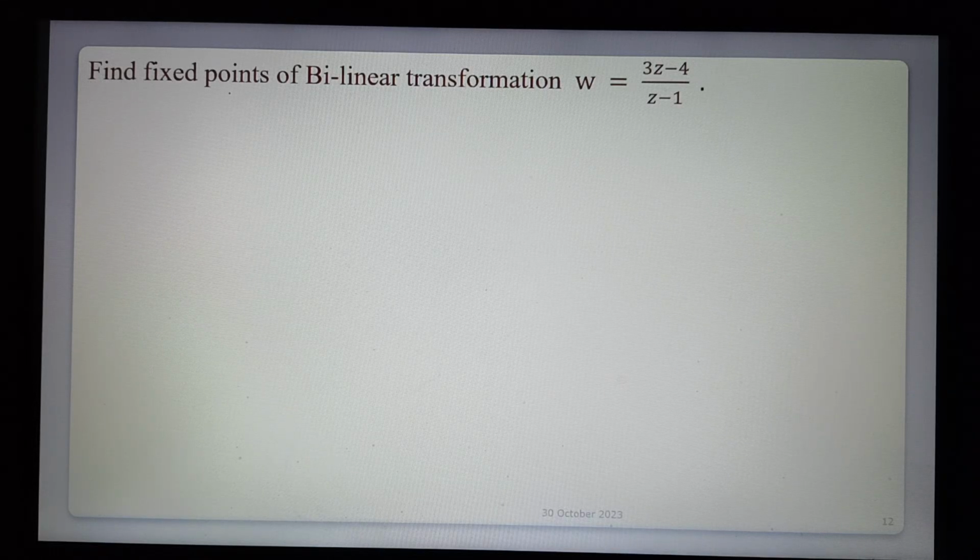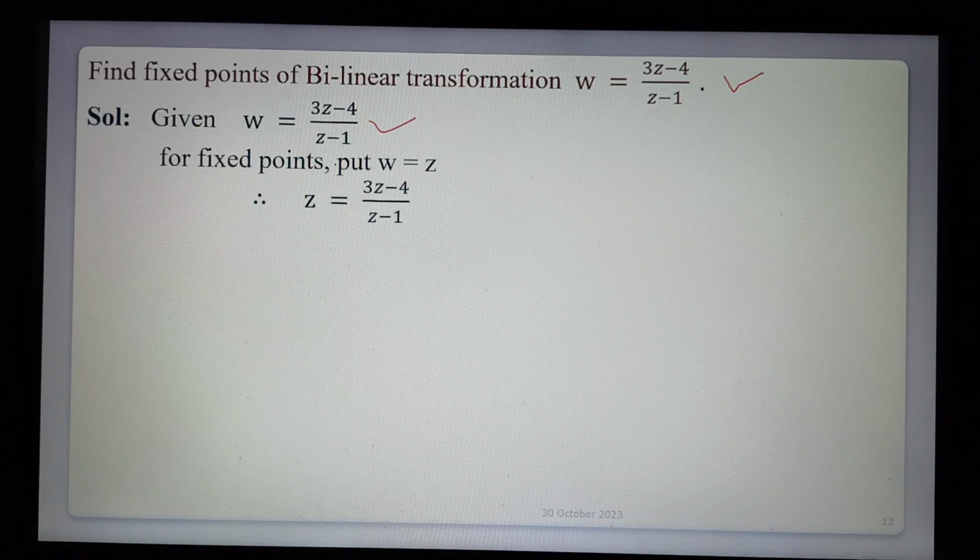So next example: find the fixed points of the bilinear transformation w = (3z - 4)/(z - 1). This is the given bilinear transformation. Now we find the fixed points. What are fixed points? The mapping from z to z. We replace w with z, and we get a quadratic equation. Finding the roots of that equation gives the fixed points. So for the given bilinear transformation, put w = z: z = (3z - 4)/(z - 1).